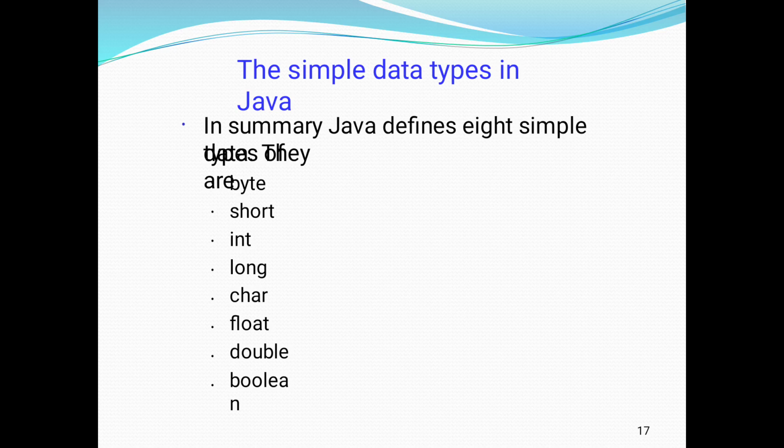These are the 8 simple data types: byte, short, int, long, char, float, double and Boolean.